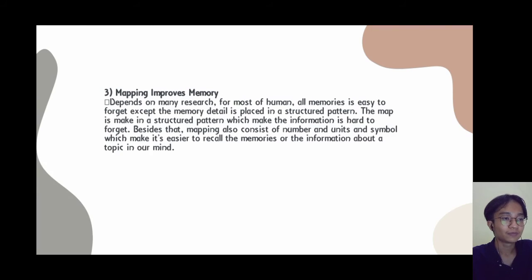The last one is mapping improves memory. Depending on many studies, for most humans, all memories are easy to forget except when the memory detail is placed in a structured pattern. The map is made in a structured pattern, which makes the information hard to forget. Besides that, mapping also consists of numbers, units and symbols which make it easier to recall the information about a topic in our mind.